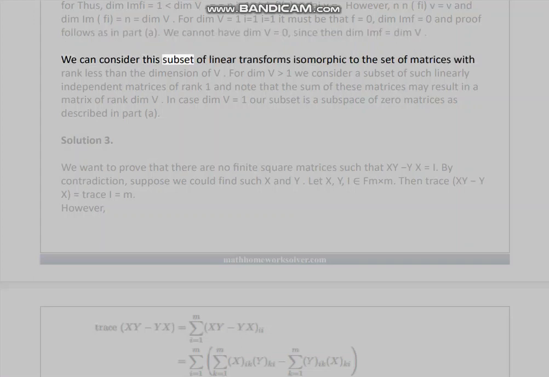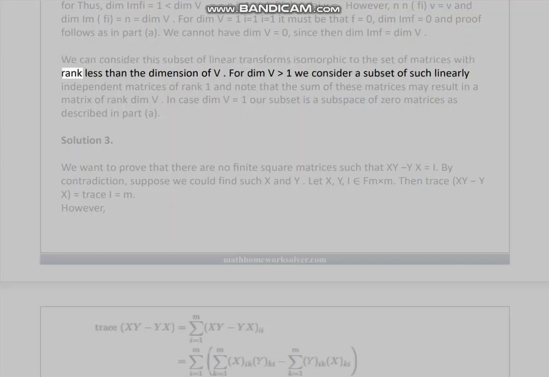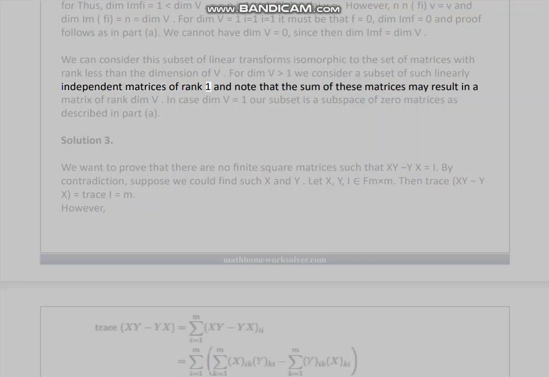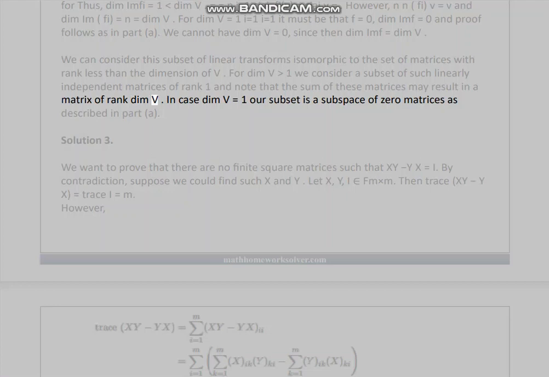We can consider this subset of linear transforms isomorphic to the set of matrices with rank less than the dimension of V. For dim V greater than 1 we consider a subset of such linearly independent matrices of rank 1 and note that the sum of these matrices may result in a matrix of rank dim V. In case dim V equals 1 our subset is a subspace of zero matrices as described in part A.